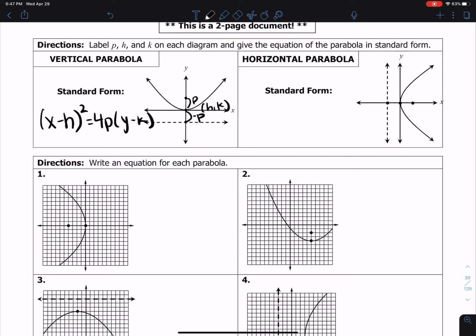For a horizontal parabola, the vertex is here. This is hk. And then going this way, this is positive p. This way is negative p. And since it's a horizontal parabola, the y is being squared. So we would have y minus k squared equals 4p times x minus h.